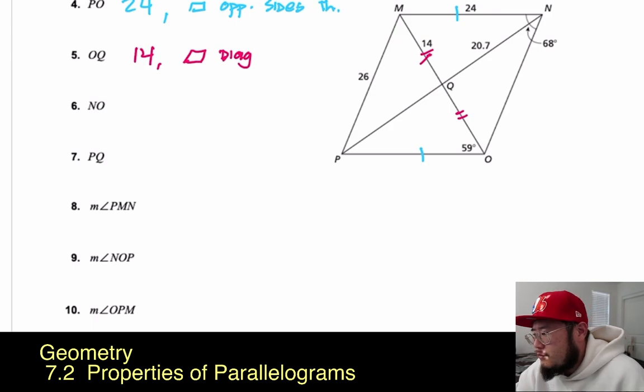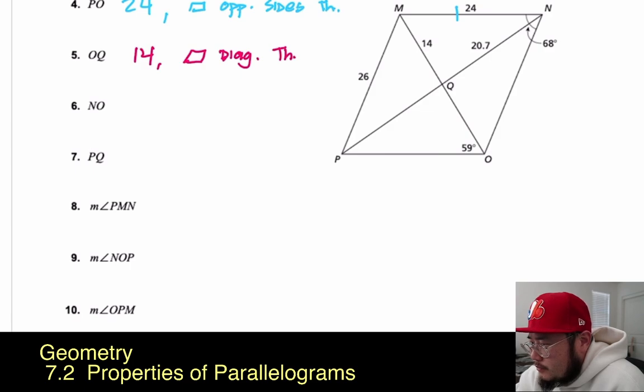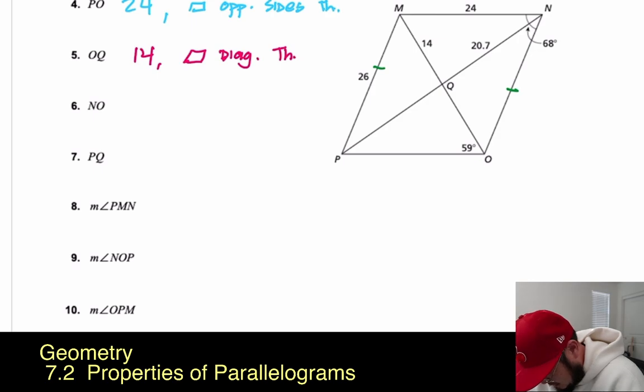Next up, we have N to O. All right, N to O right here. Opposite sides should be congruent. So N to O is 26. And we have ourselves, once again, parallelogram opposite sides theorem.